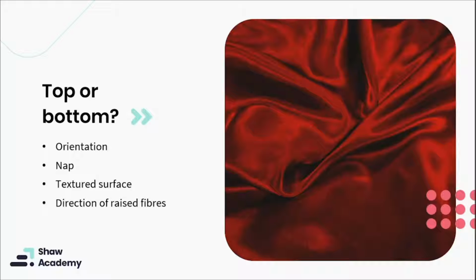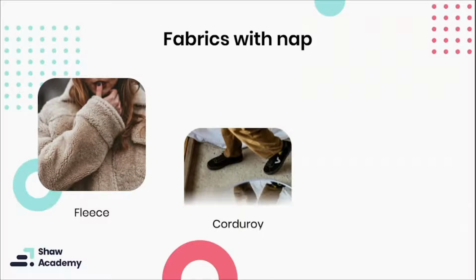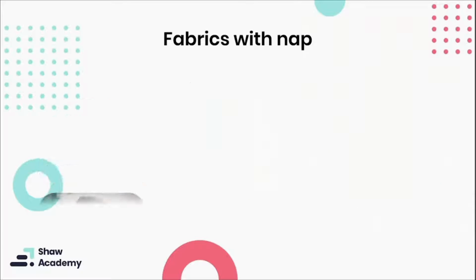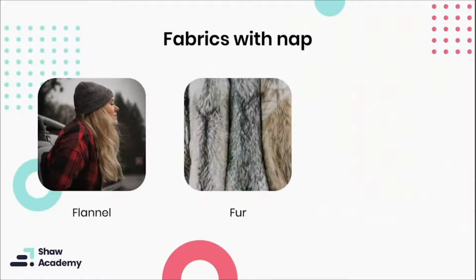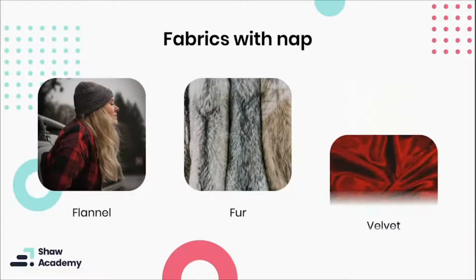Why is it important to know the nap of your fabric? A fabric with nap appears differently depending on its orientation because its fibers lie in a uniform direction. Fabrics without a nap appear the same regardless of their orientation. There are certain fabrics that will always have a nap due to the nature of their manufacturing process. These fabrics are often known for their sheen and plush texture, and these include, but are not limited to, fleece, corduroy, velour, flannel, fur or faux fur, and velvet.